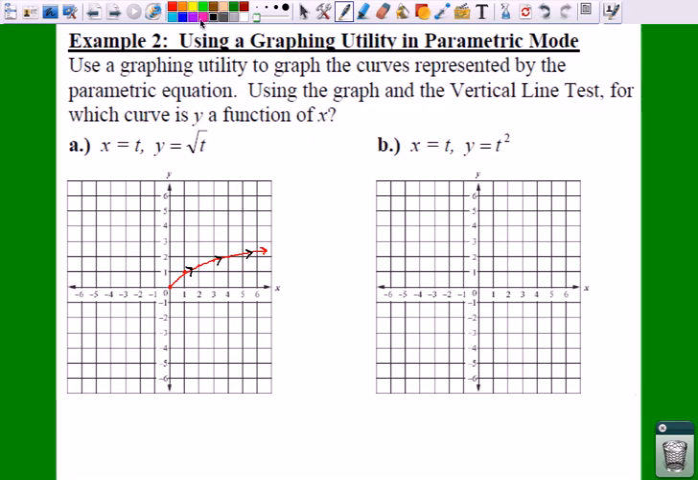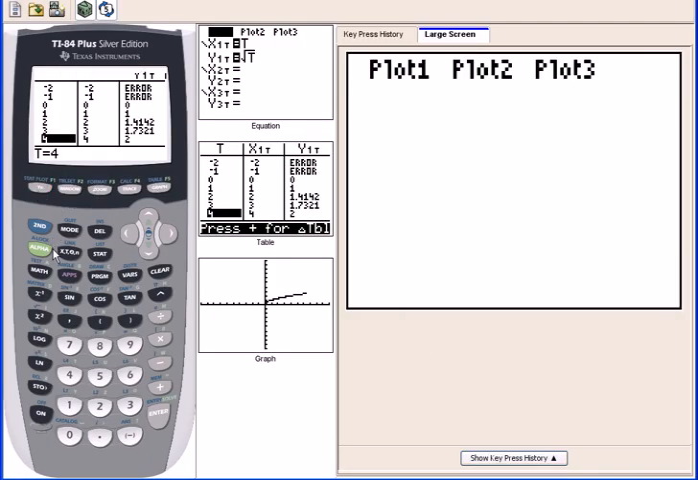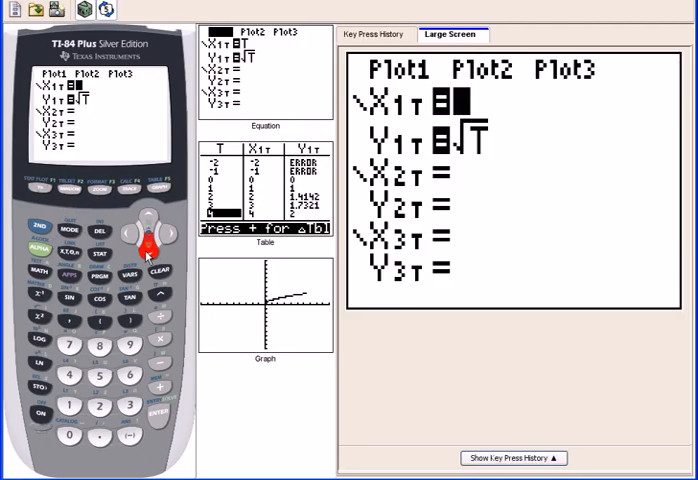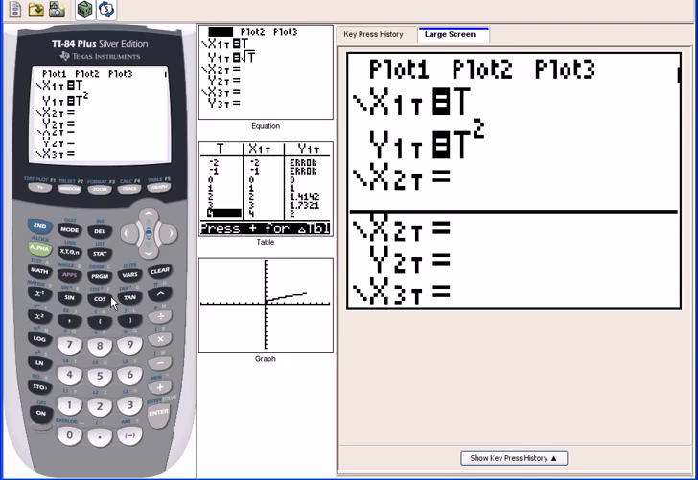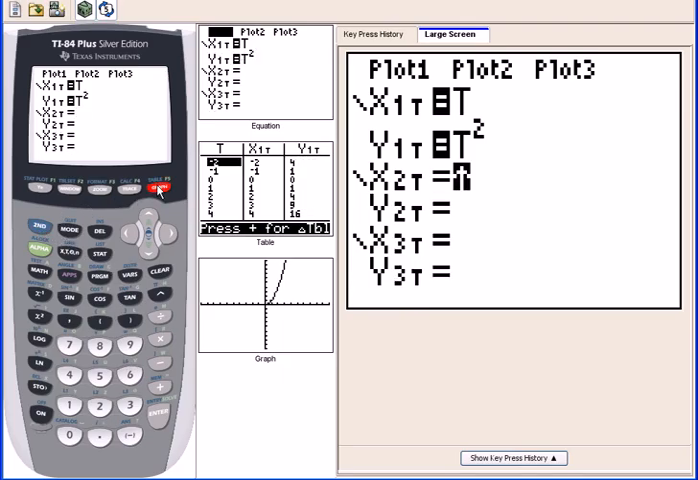Now, does this graph pass your vertical line test? Well, if I draw vertical lines through this graph, yes, it does pass it. So let's do the same thing for B. Let's go back to your calculator and go back to the y equals button. We do t, and now instead of the square root of t, you're going to be doing t squared. Let's look at what this graph does.